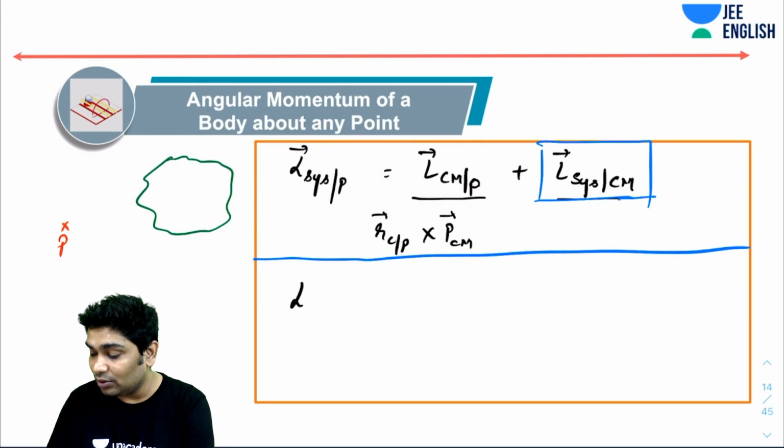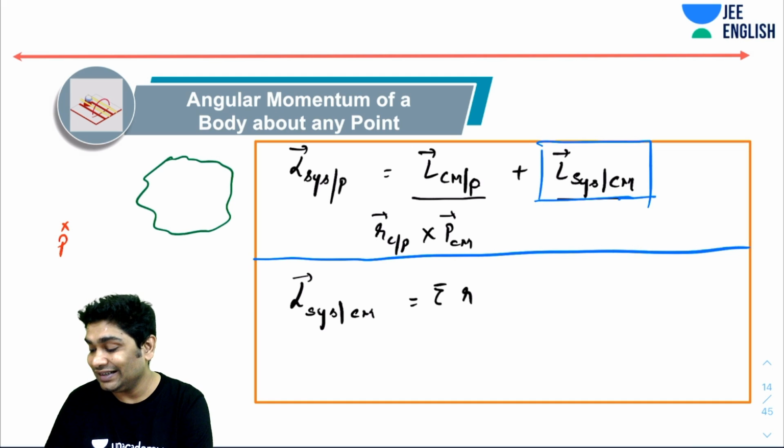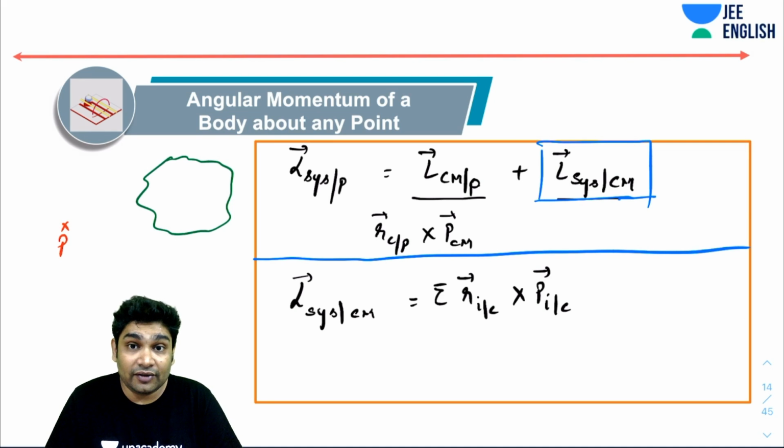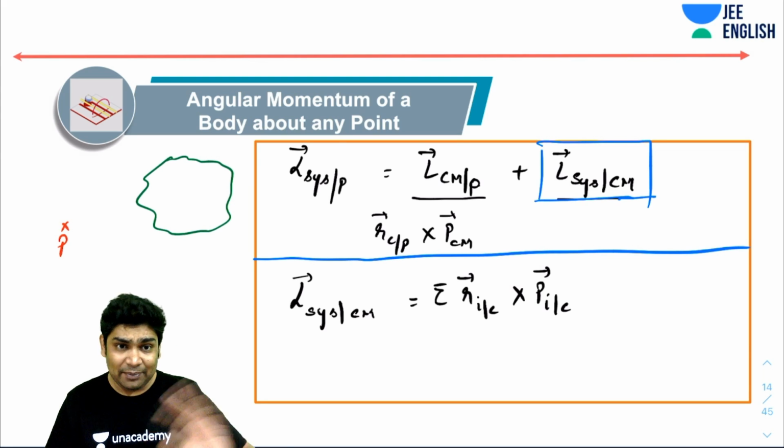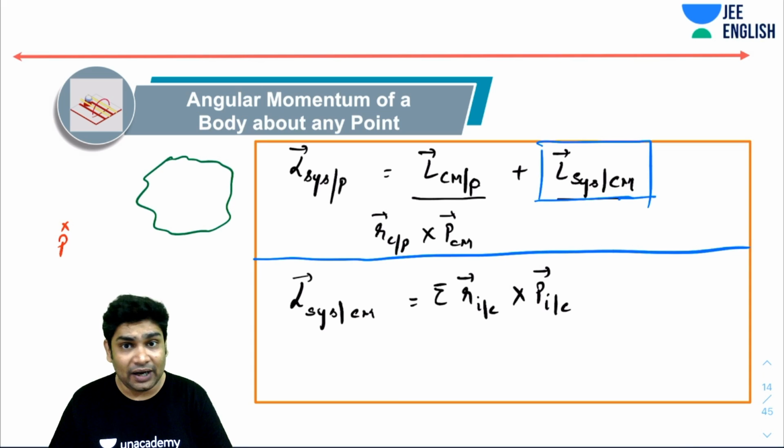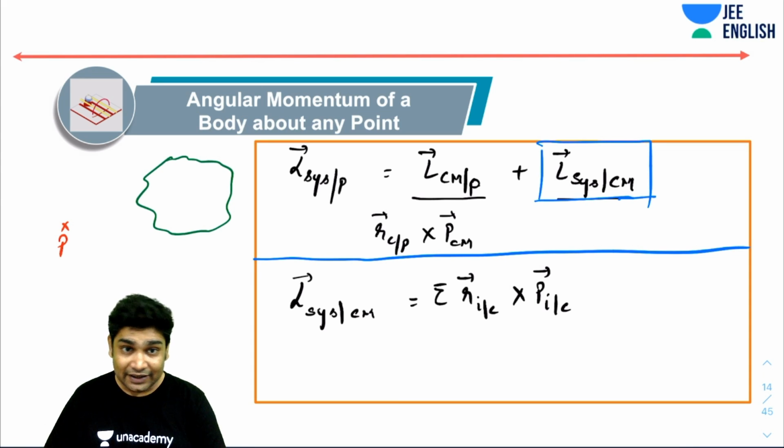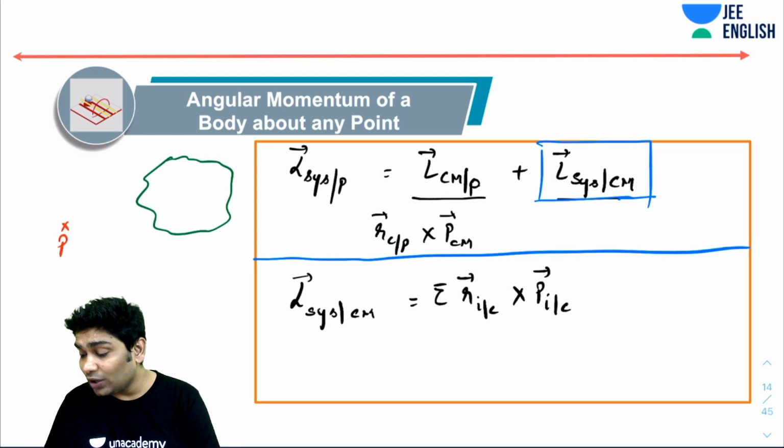In general, angular momentum of any system about any point would be nothing but the summation of r of i with respect to CM, the ith mass, cross the linear momentum of the ith particle from the reference point of the CM. Okay, I hope you remember this. This is how you write the angular momentum about any point. So if I'm writing about the system about the CM, then I will write it like this. Okay. So how do I calculate the individual terms?